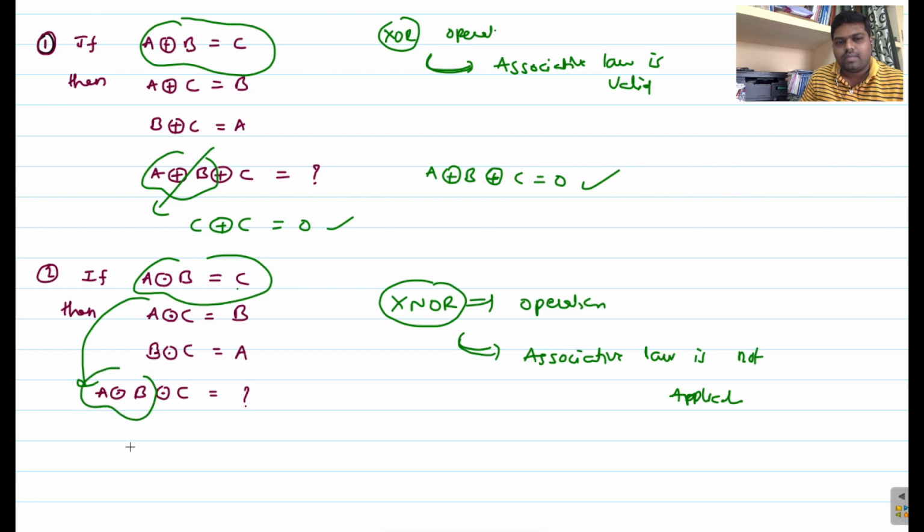A XNOR B is C, so C XNOR C means both inputs are the same, so the output will become 1. But this is completely wrong.